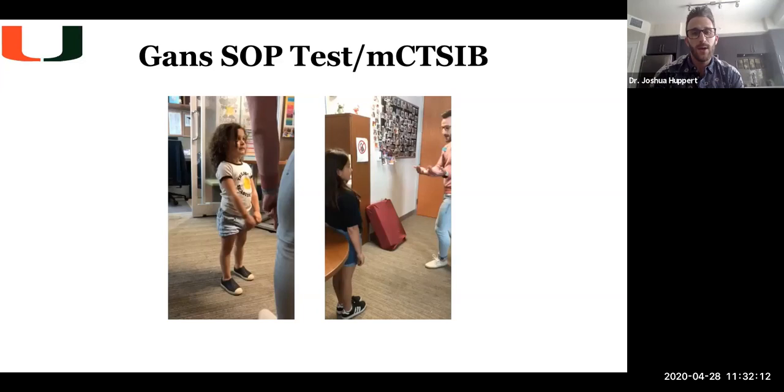So essentially what I'm looking at are four different conditions. This is called the modified clinical test for sensory integration of balance. I'm looking at eyes open on a firm surface, eyes closed on a firm surface, and then eyes open on a compliant surface, and eyes closed on a compliant surface. And essentially what it's doing is helping us isolate different elements that are contributing to equilibrium, both visual, proprioceptive, and vestibular, and how those different systems are able to maintain balance both in concert and in isolation.